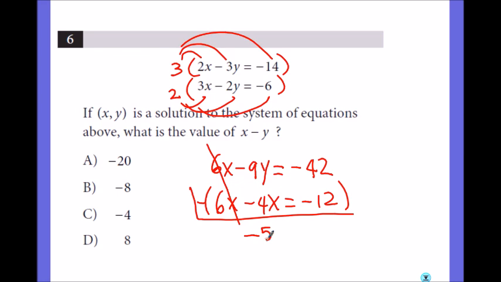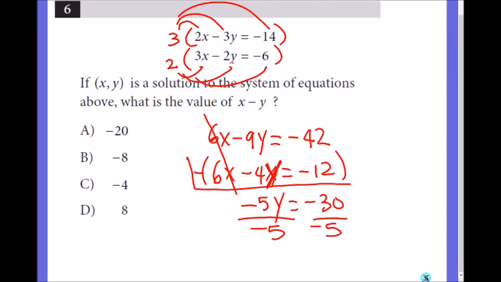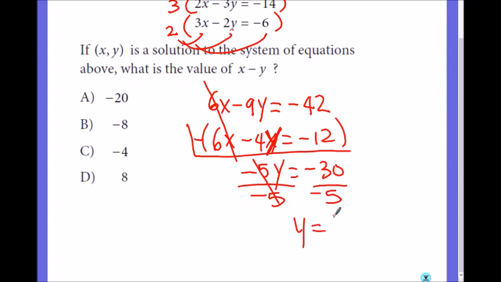Oh, wait. This is y, right? Here's y. So it is negative 9y minus negative 4y, which is plus 4y. So negative 9 plus 4 is negative 5y. And negative 42 minus negative 12 will be negative 30 because it becomes plus 12. So when you divide by negative 5, I get y equals 6.